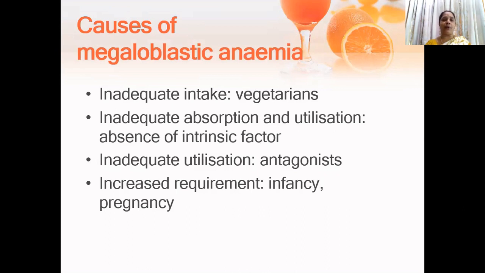Inadequate absorption and utilization due to the absence of intrinsic factor. The vitamin B12 that is present in the food is called as the extrinsic factor. And we need a factor called as the intrinsic factor, which is synthesized in the body for the absorption of the extrinsic factor. And inadequate utilization due to the presence of antagonist and increased requirement as in infancy or pregnancy.